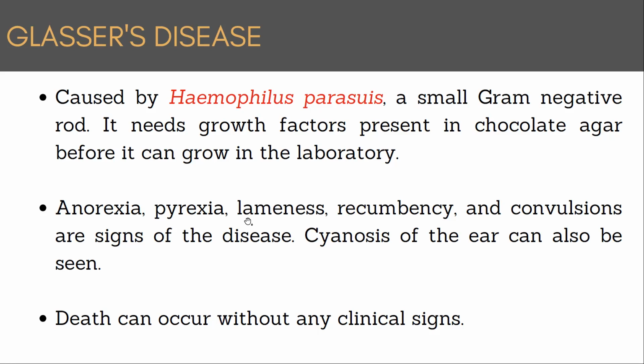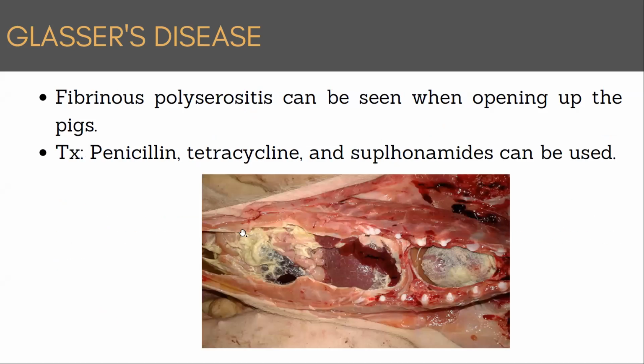So, anorexia, pyrexia, di makakain, may lagnat, hindi makatayo, and nagkakonvulse ang animal kapag meron siyang Glasser's disease. And cyanosis of the ear can also be seen. Cyanosis is most likely kulang ng blood or oxygen supply, so yung mga extremities, nagda-darken ng color. Tayo, kapag tinakpan mo ng maigi yung daliri mo, magpa-purple siya. Parang ganun din sa baboy, pero sa tenga naman nila. That can occur without any clinical signs. So fibrinous polyserositis, ito mga to.